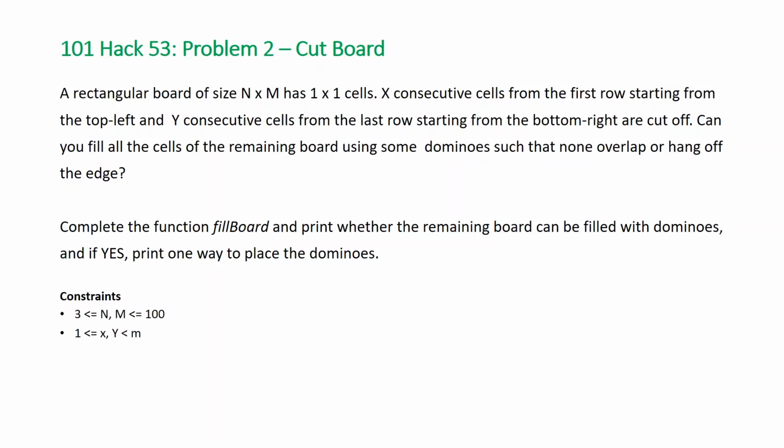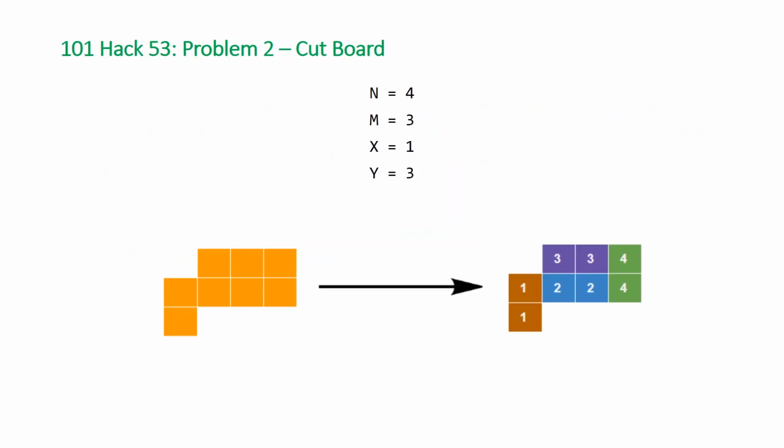And note that our board at minimum is going to have 3 columns and 3 rows, and our x and y is going to be between 1 and m. So we're only ever going to have sort of deleted cells from our top and bottom row because x and y can't exceed m, which is the length of our row. So let's take a look at the example that HackerRank provided.